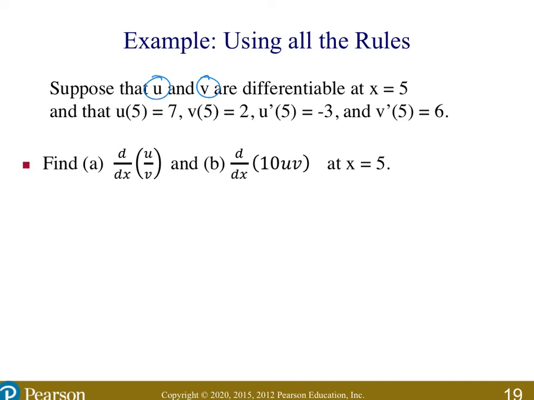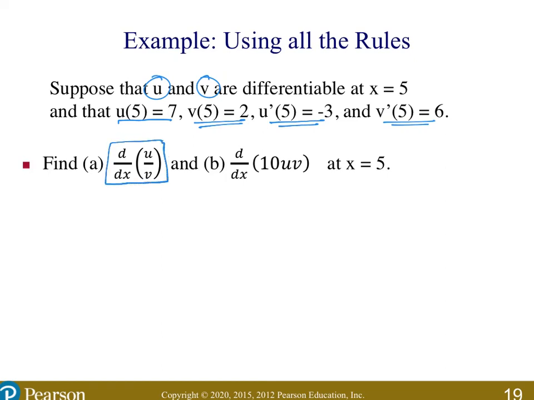And suppose that (5, 7) is on the u graph, (5, 2) is on the v graph, and the slope on the u graph is negative 3, and the slope on the v graph is positive 6. Now, do we know what these functions look like? No. Do we know what these functions' equations are? No. Do we need to? No. Because we're going to follow the rules. The first question is asking us to find the derivative using the quotient rule.